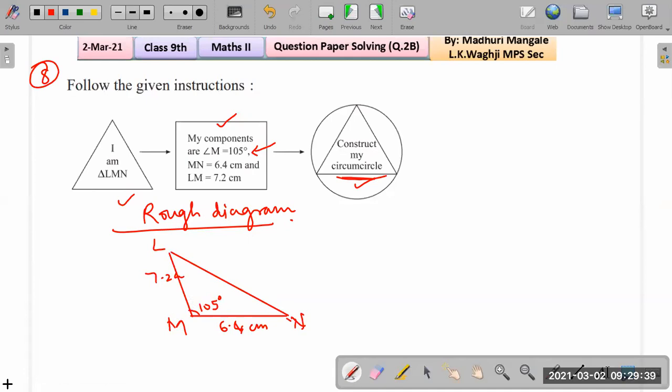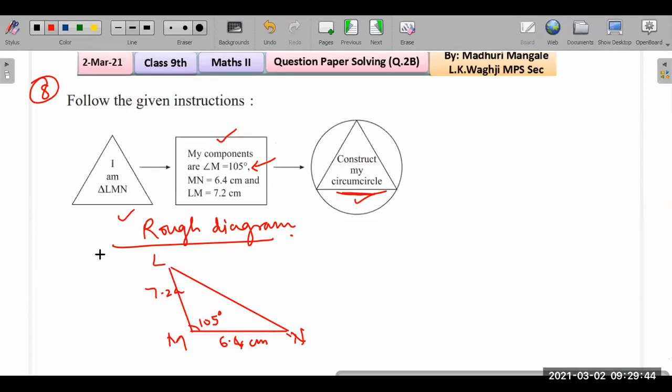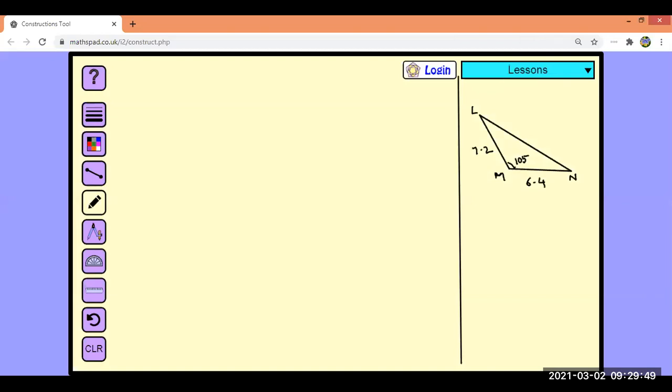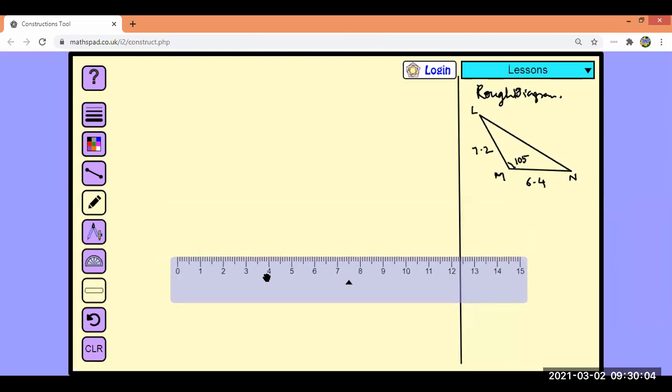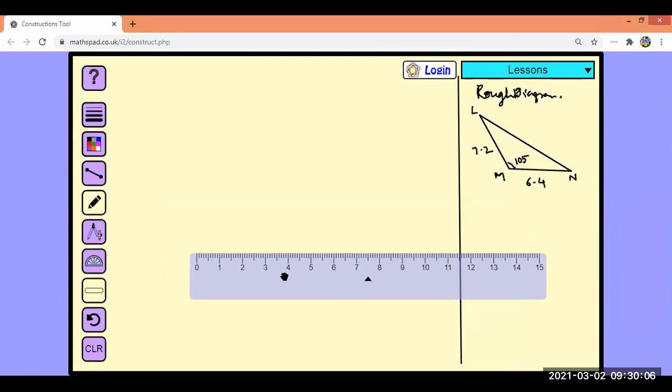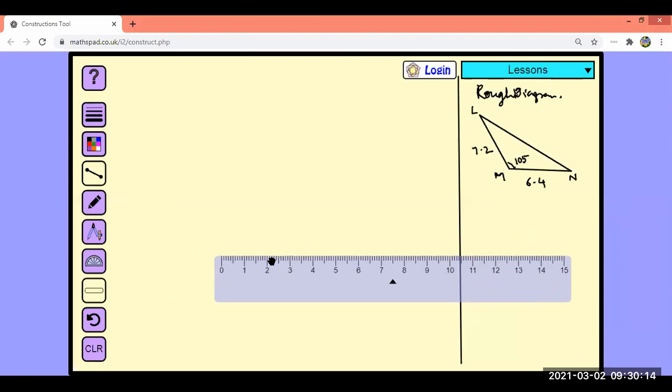And now we have to draw the construction or do the construction. So just a minute. Yes, we have the construction tool ready with us here. So that's the rough diagram. And how do you draw the circumcircle? Yes, we start with drawing this triangle, isn't it? So let's start with drawing this triangle. Okay, so leave some room on left hand side, some room on right hand side, and yes, we can begin.